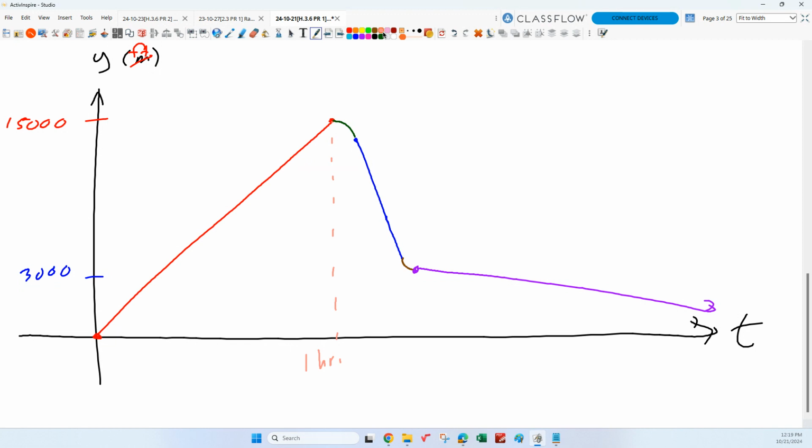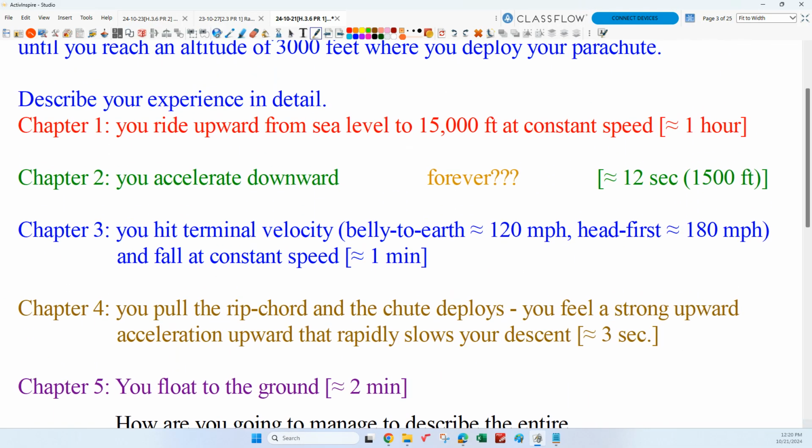Okay? What happens then? Well, we get this green part of the domain that occurs for the next, what would we say it was? I can't remember what we said it was, like 12 seconds or something. What did we say? How long did it take to reach terminal velocity?